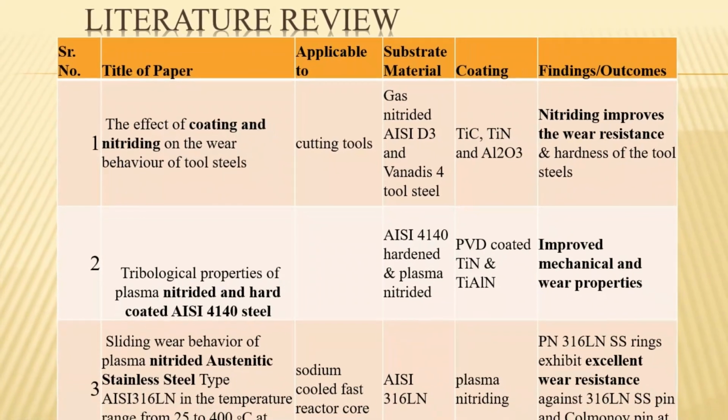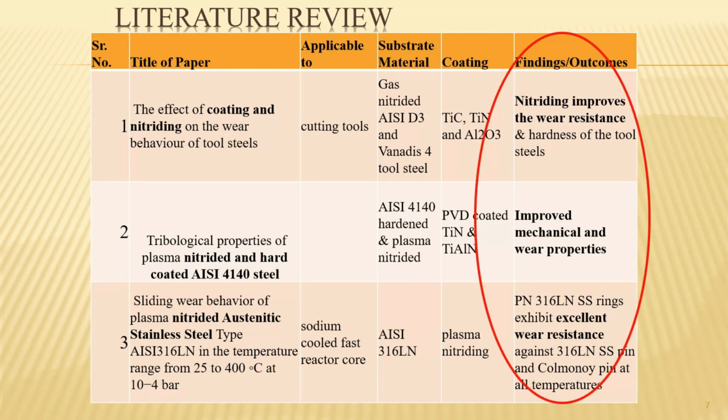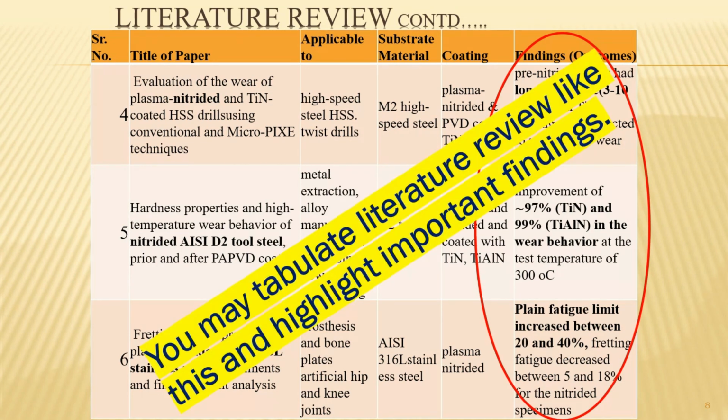Then comes literature review. Now literature review can be presented in the form of a table like this. Like here you can see we can add title of paper, then to which material it is applicable, and lastly the important part is findings or outcomes of the study, which you can highlight like this. So literature review can be tabulated and the important findings or outcomes can be highlighted like this.